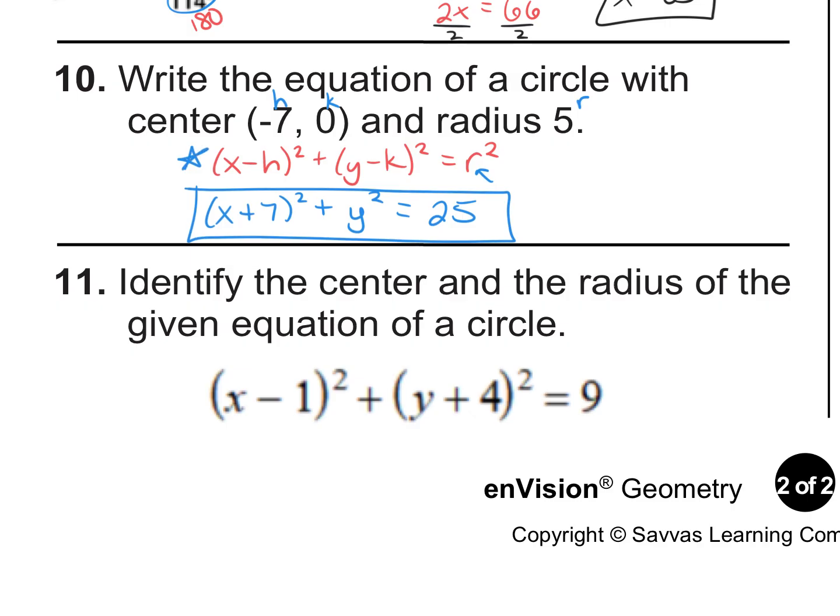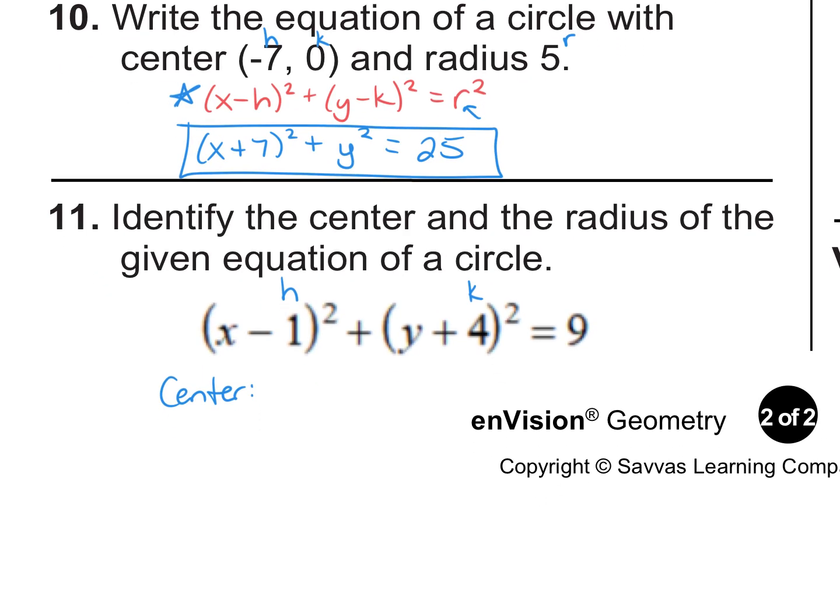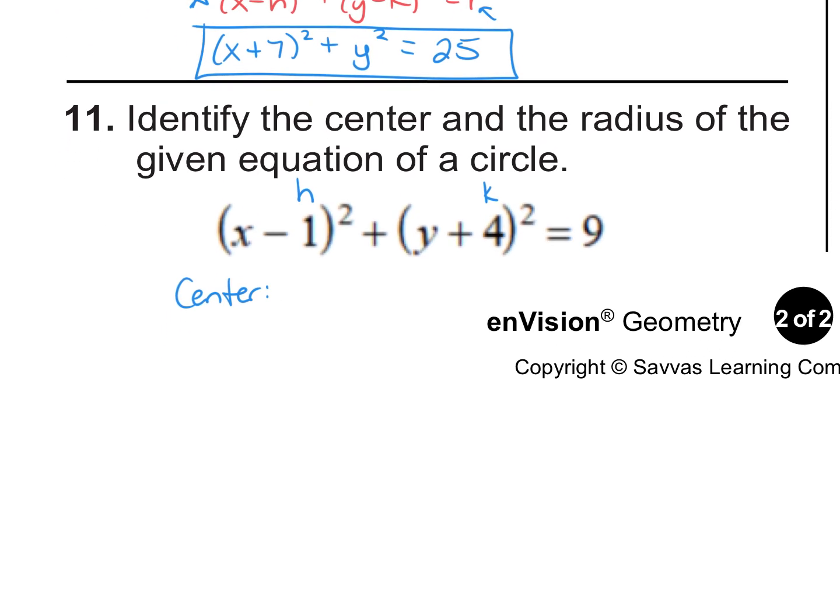This here is another equation you're going to want to know. Number 11 gives us the equation this time. We want to figure out what the center and the radius are. Remember, center is (h, k). What do I do when I pull that out of the equation? Flip their signs, so our center would be (1, -4). And radius, is it 9? No, it's 3. 9 is in the place of r squared, so to get r, I need to square root to get 3.